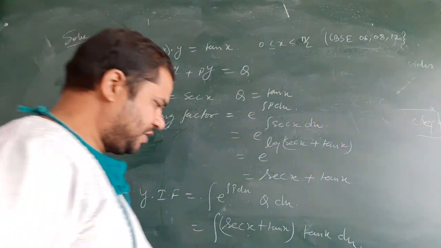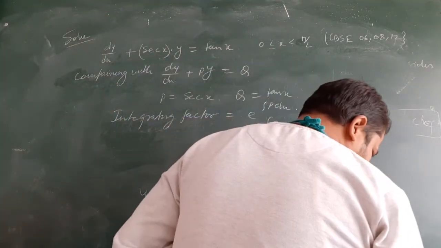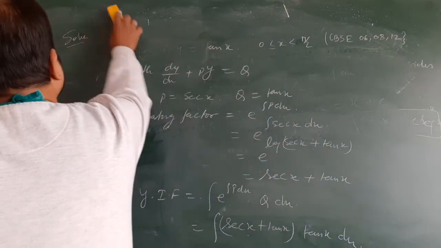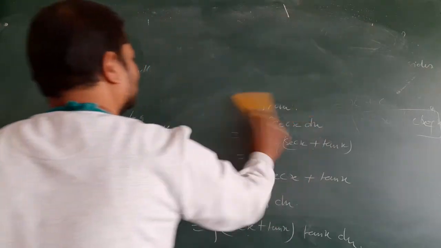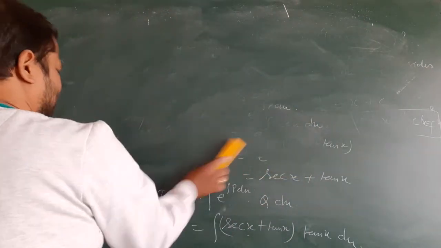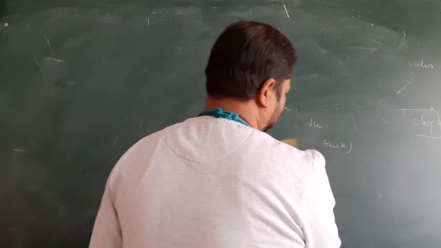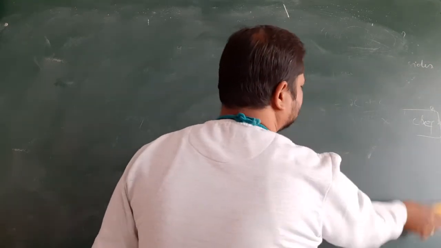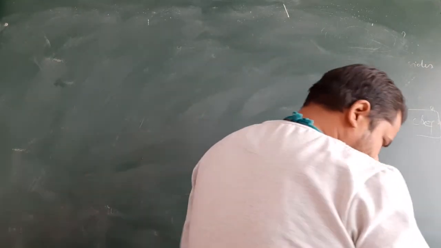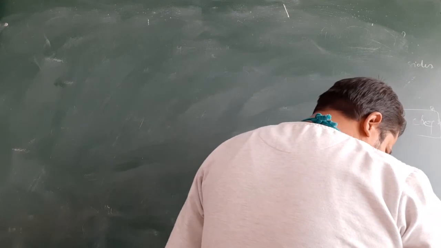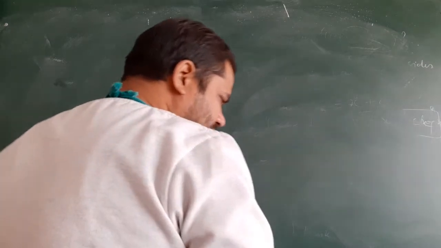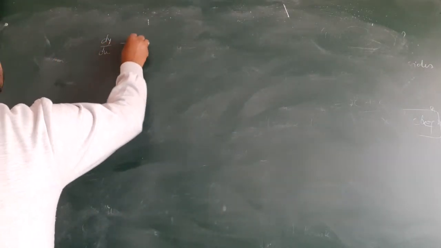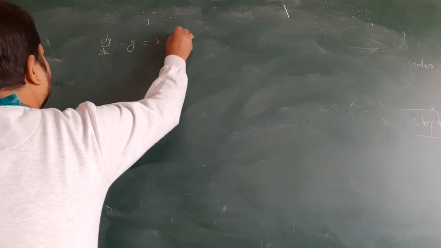Okay, I hope you completed this one also. Now the next question, you write: dy by dx minus y is equal to x e to the power x.